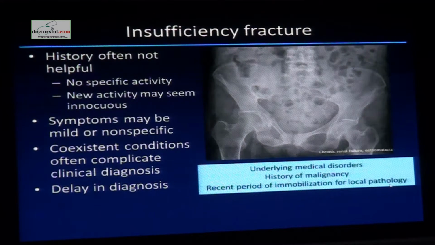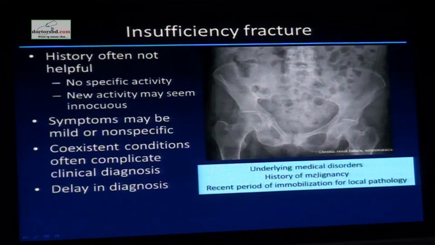And because there are so many diseases associated with insufficiency fractures, the history is often confusing or unhelpful because they may have a coexistent other condition that actually delays the diagnosis. When people have a known disease, we tend to ascribe symptoms to that particular disease. So since these patients are often elderly and have many other medical problems, the diagnosis of insufficiency injury may be missed for some period of time.